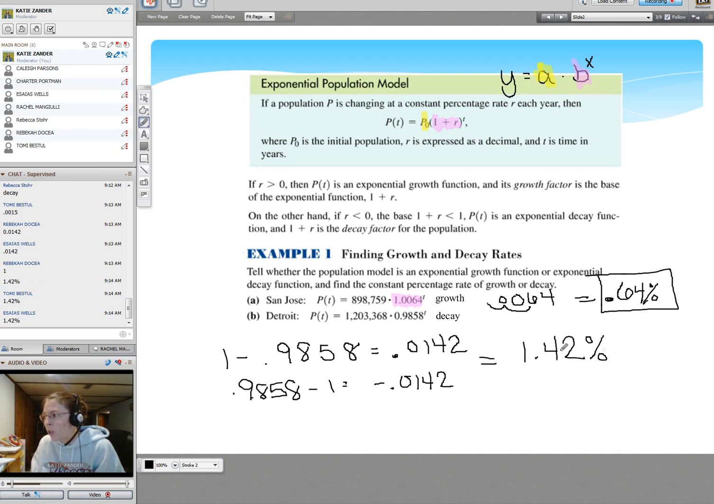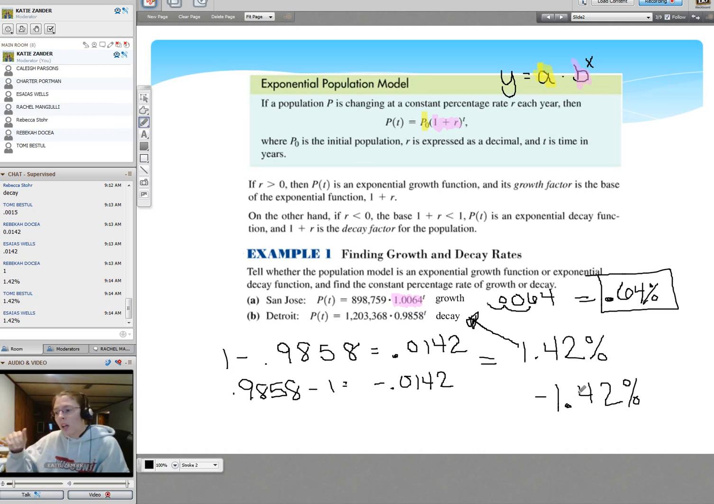Now, you can leave it as a positive 1.42%, but if you leave it as a positive, you need to make note that this is a decay function. All right, if you don't have that it's a decay function, you must leave it as a negative 1.42%, because that then will identify that you have a decrease over time. Does that make sense to everybody? So you either need to have wording to explain that percent of decay, or you need to include the negative sign if you're not going to put the words of decay in there.